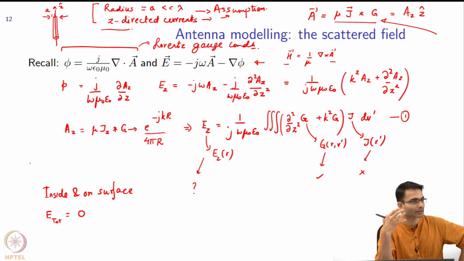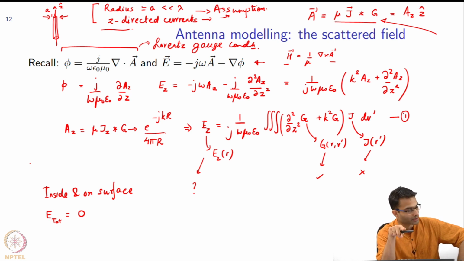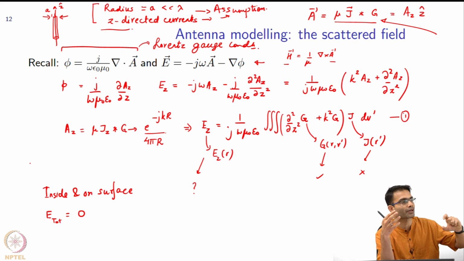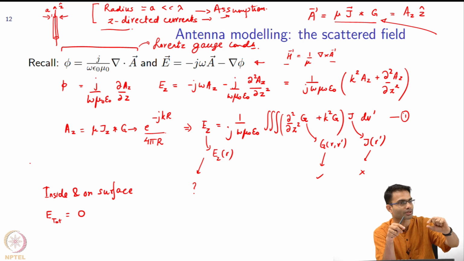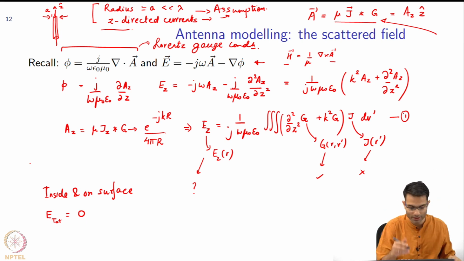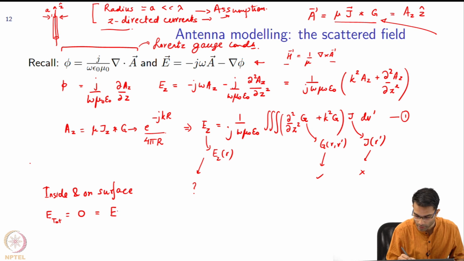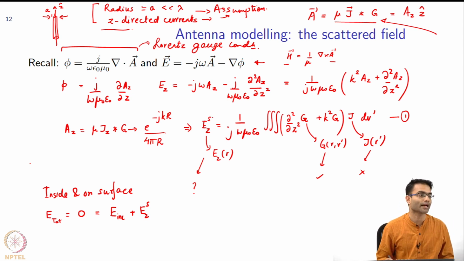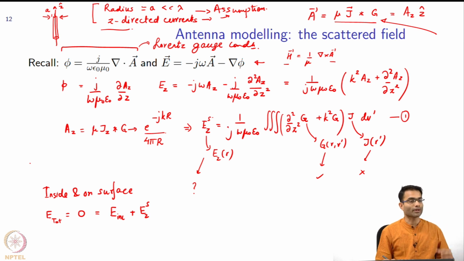So, how many total fields are there? There is a field that is produced by this current, by the induced current, and then there is a field that was already present due to a source. In the case of a receiving antenna, it's a wave that is falling on the source. In case of a transmitting antenna, there is going to be a field that is produced by the generator, right? It may be localized. For example, I connect a voltage source across some point. So, there is an electric field here, but not somewhere else. So, in general, this is going to be E incident plus E scattered, right. So, this is actually the scattered field over here. Scattered means scattered due to the induced current.